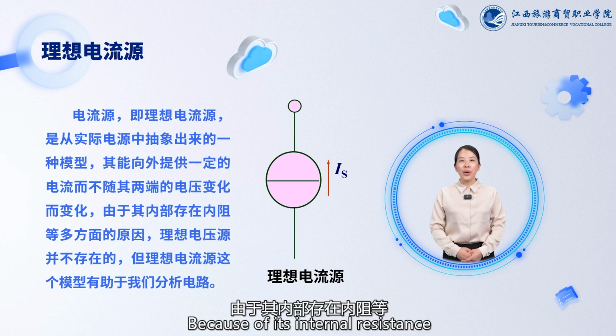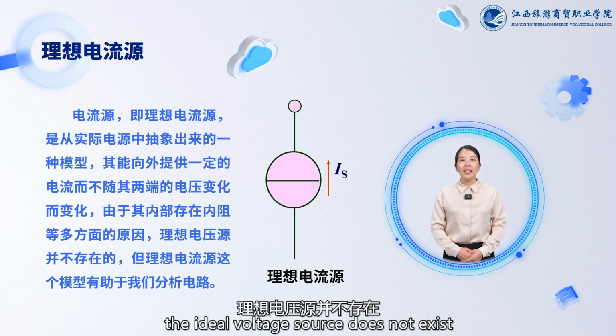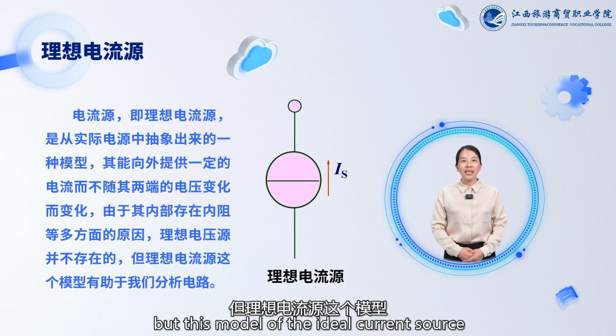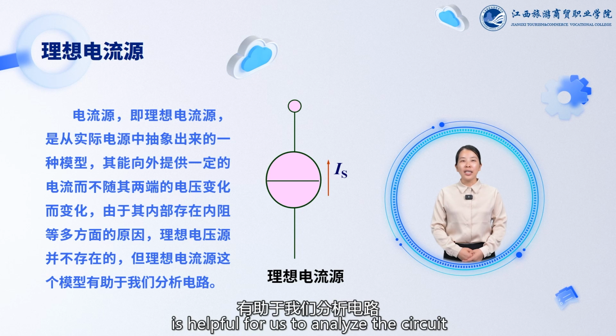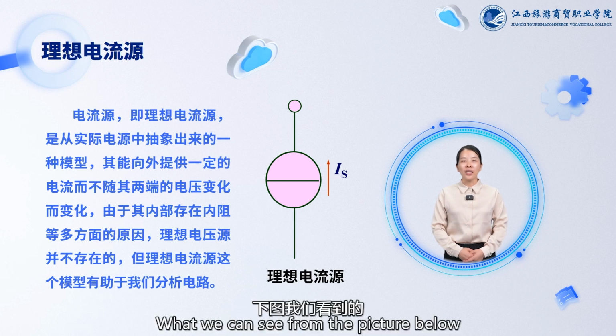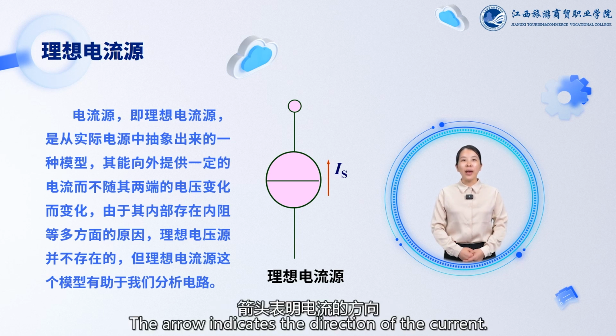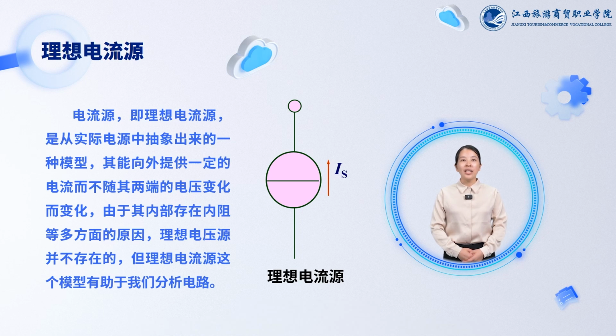Because of its internal resistance and other reasons, the ideal current source does not exist. But this model of the ideal current source is helpful for us to analyze the circuit. What we can see from the picture below is the component model of an ideal current source. The arrow indicates the direction of the current.